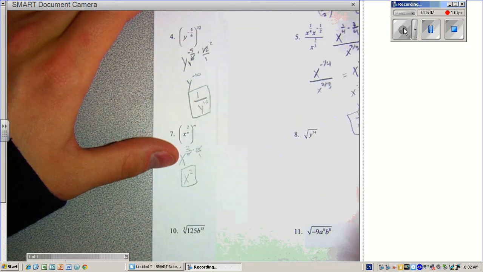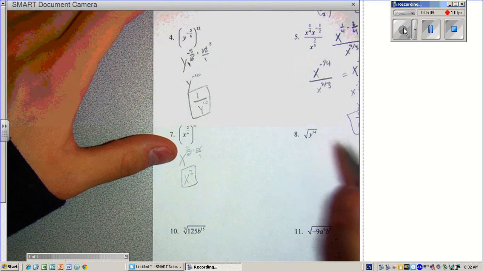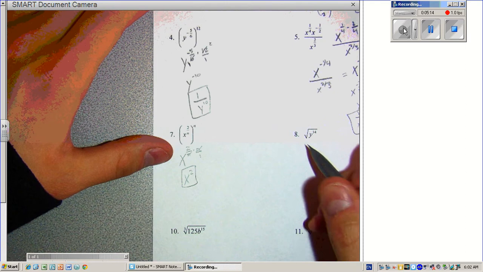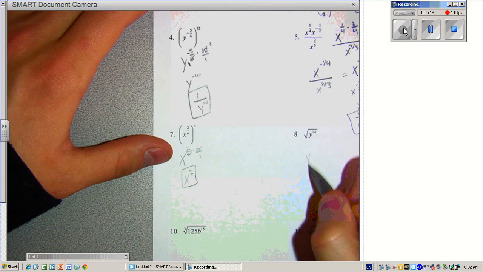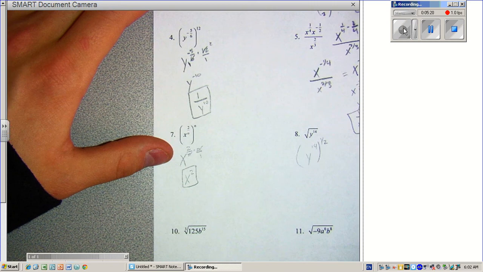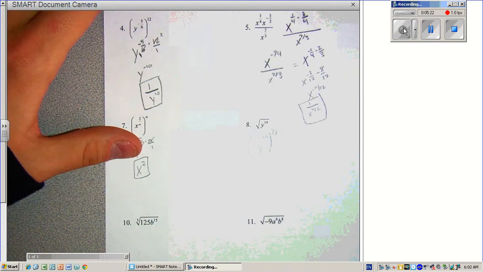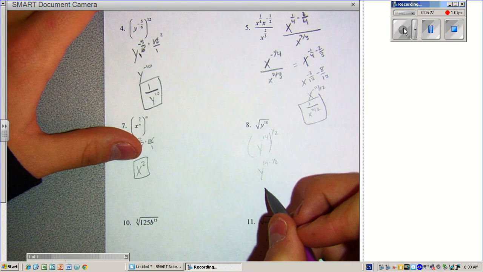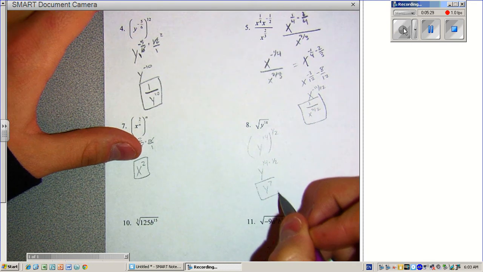Okay, number 8. Now remember, we talked about this in Thursday's lesson, that a square root is actually saying raising it to an exponent of 1/2. So now I have y to the 14th raised to the 1/2 power. And if I have an exponent to an exponent, I'm going to multiply them. So y to the 14th times 1/2 leaves me with just y to the 7th.